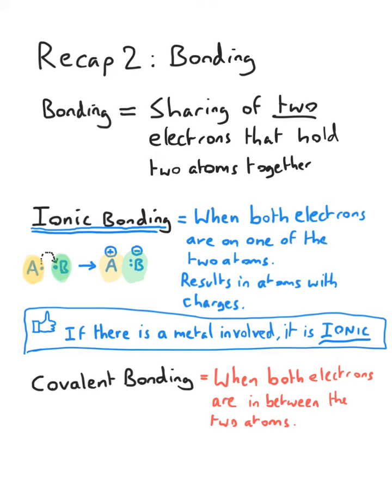Covalent bonding is when both electrons are somewhat equally in between the two atoms. This results in no charge on atoms, as both of them have the same number of electrons available.